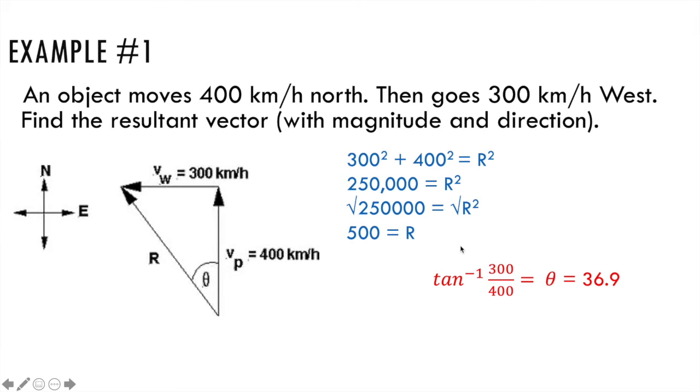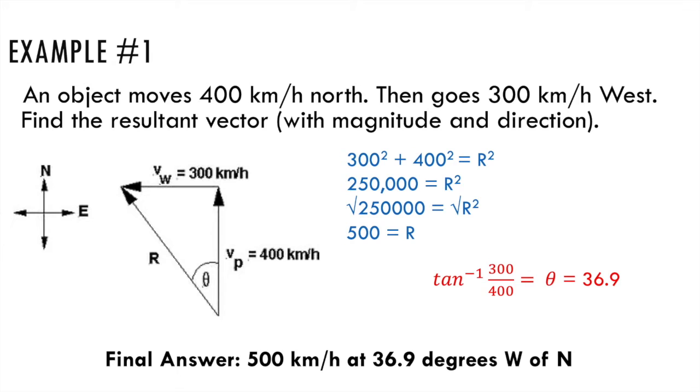So now we're going to put it all together, and we end up getting 500 kilometers per hour. That's our magnitude right here that we got up here. And at 36.9 degrees west of north. So that's our direction piece. So that is my final answer.